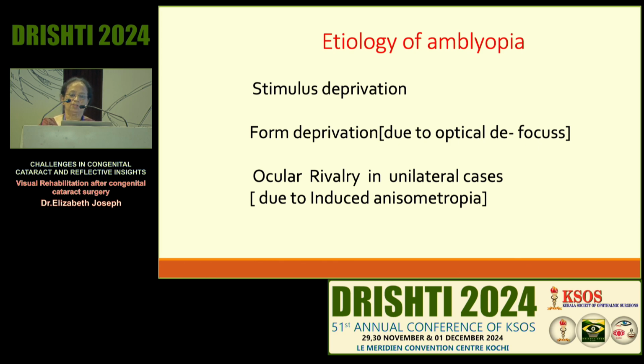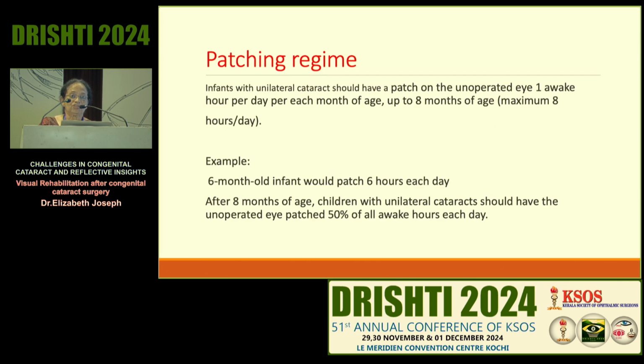When you think about the management of challenges of vision therapy and vision rehabilitation in congenital cataract, amblyopia can be due to stimulus deprivation, form deprivation, and ocular rivalry. In unilateral cases, the patching regime is more stringent than in strabismic amblyopia. In infants with unilateral cataracts, patch the unoperated eye, 1 awake hour per month of age. That means a 1-month-old child should have 1 hour occlusion if the child is awake, and a 3-month-old child should have 3 hours occlusion. A 6-month-old infant should have a patch of 6 hours in the good eye. And after 8 months of age, the dictum is you occlude 50% of the waking time. That is the patching regime.